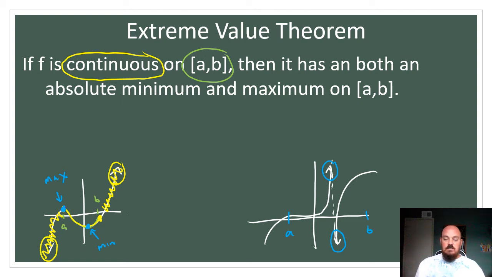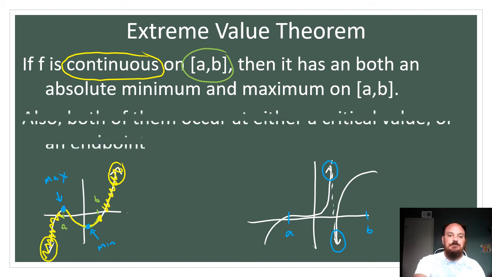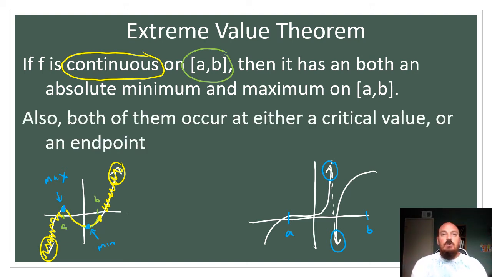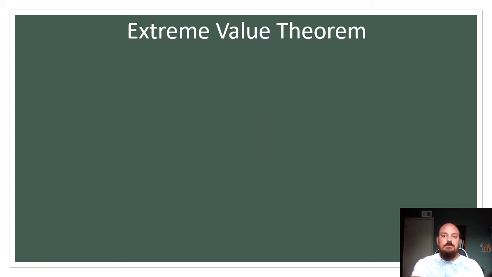But as long as your graph is one single piece all the way through and you chop a segment out of the middle, it will definitely have both an absolute minimum and an absolute maximum. And both of those things, the absolute minimum and maximum, will either happen at a critical value, like when we did the first derivative test, or at one of the endpoints where it starts or stops. So this is how we're going to do our extreme value theorem questions.